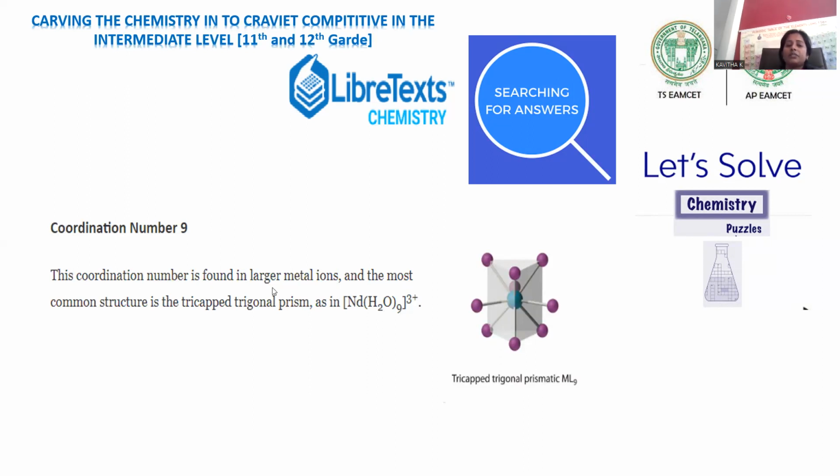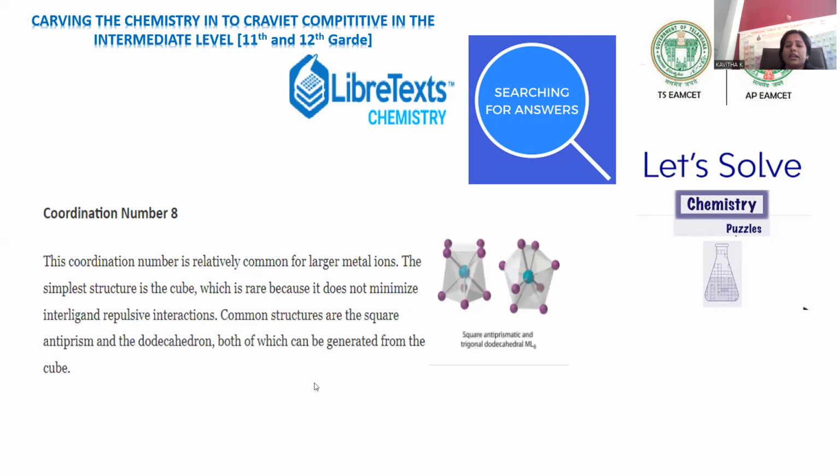This coordination number is found in larger metals, and the most common structure is the tricapped trigonal prism. Tricapped trigonal prism, so it looks like a cap. And the simplest example is neodymium [Nd(H2O)9]3+. Mostly F block elements have a common oxidation state of plus 3. That is known to everyone, no? But the coordination number will be either 8 or 9. So here, if you observe, 9 water molecules surround the neodymium metal.